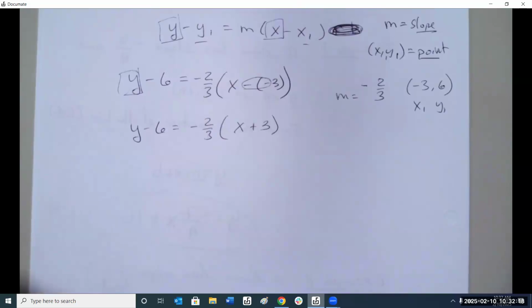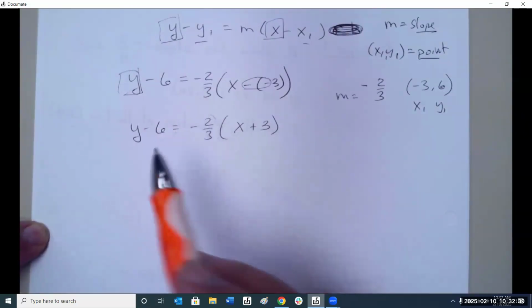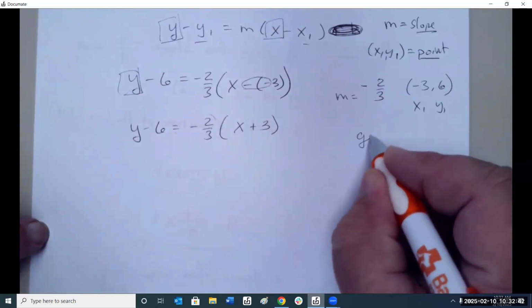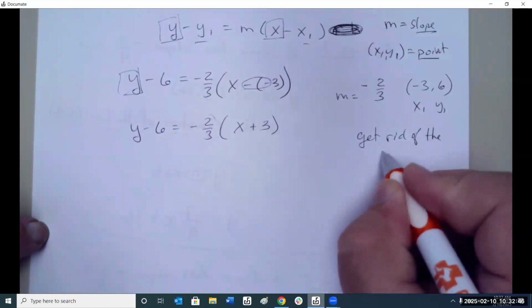What do you do next? Most of you will say, we distribute to get rid of the parentheses. But how many of y'all do not like working with fractions? Let's get rid of the fractions. Whenever you have a fraction as a coefficient and an equal sign, get rid of the fraction.